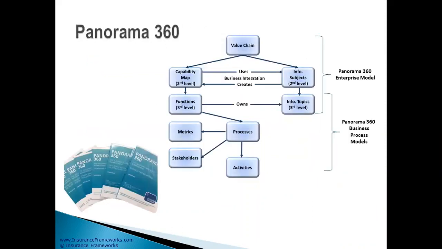Panorama 360 has different components. First, from a functional perspective, value chains, capability maps, functional capabilities down to the third level of decomposition. And on the information side, we have information subjects, information topics, again with definitions, and we have the integration levels between the business capabilities and the information structures. We also have value streams and processes down to the activity level. We also have metrics for each process and stakeholder lists for the processes too. And we can import all of that into different technology environments.